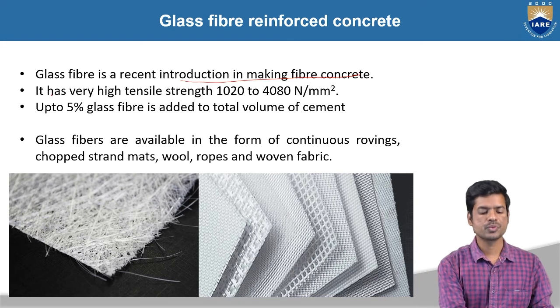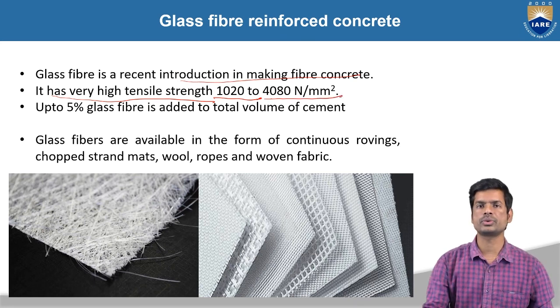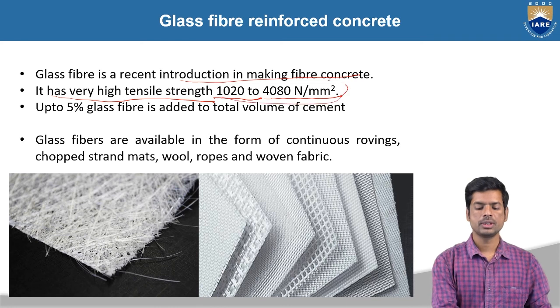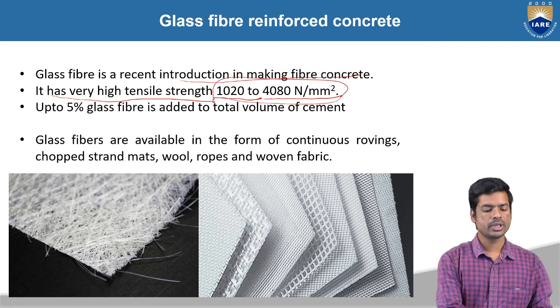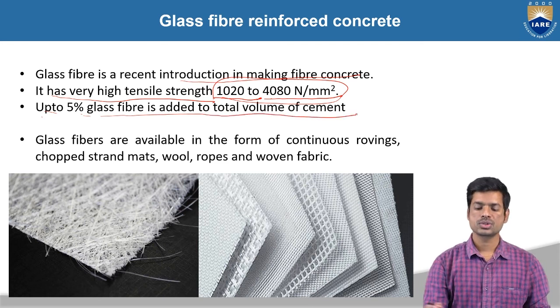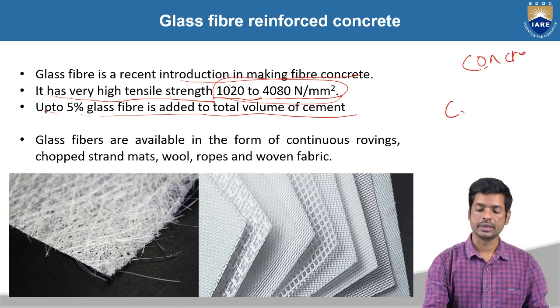It has very high tensile strength, around 1020 to 4080 Newton per mm square compared to reinforced steel concrete. Here it is having this much amount of tensile strength. Next, up to 5% glass fiber is added to the total volume of cement. So here we are not going to take the volume of concrete, we are going to take the volume of cement.